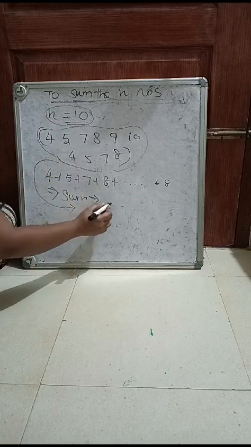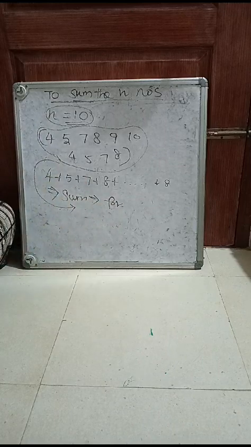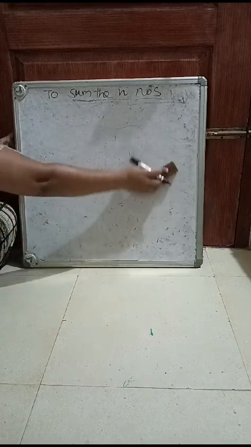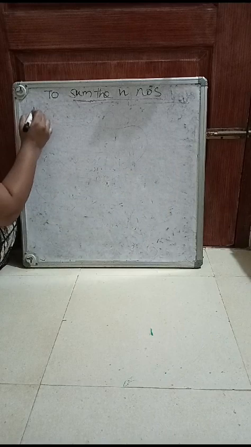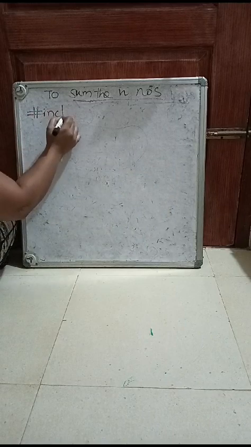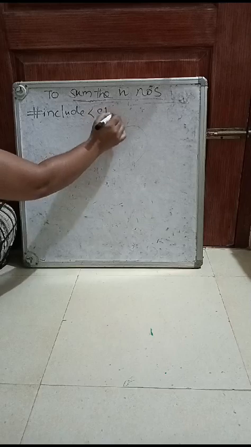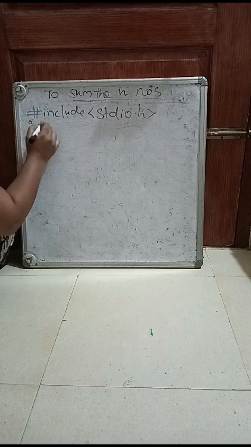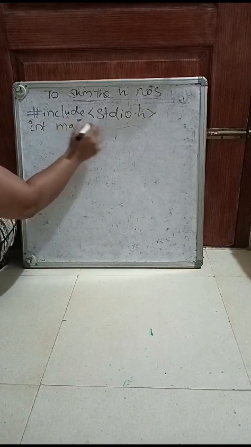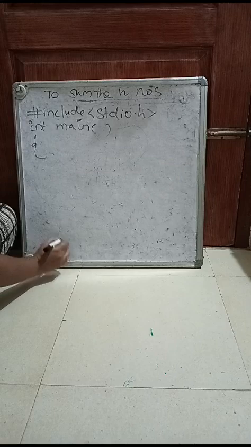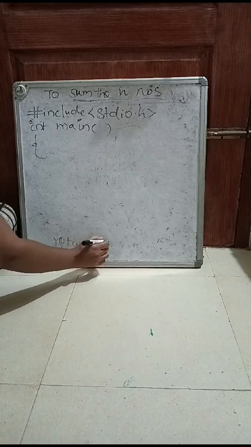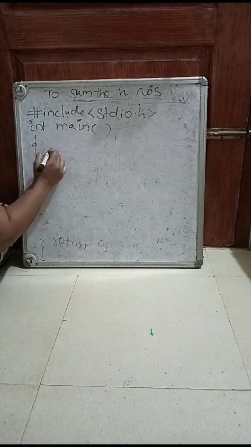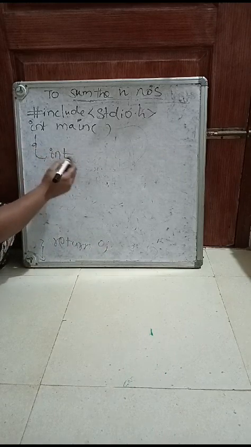For this I am going to use the for loop. Now I am going to tell about the program for finding the sum of n numbers. So our first task is we have to include the header file. I have added the header file #include <stdio.h>, and in the main function we have to return 0. That is, the return statement should be added.